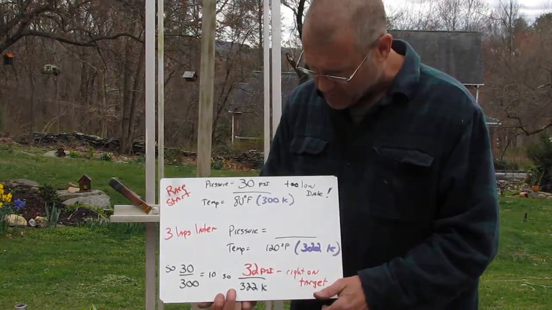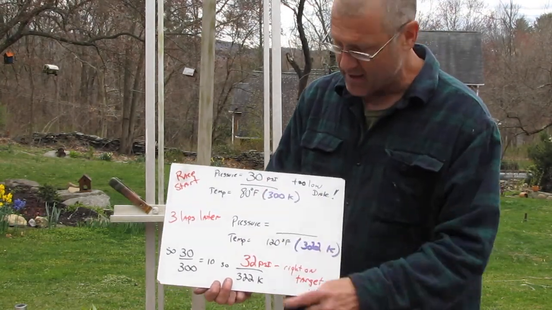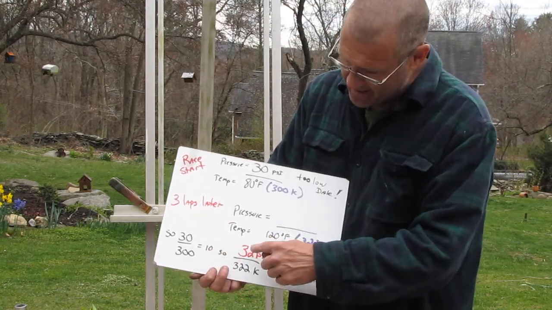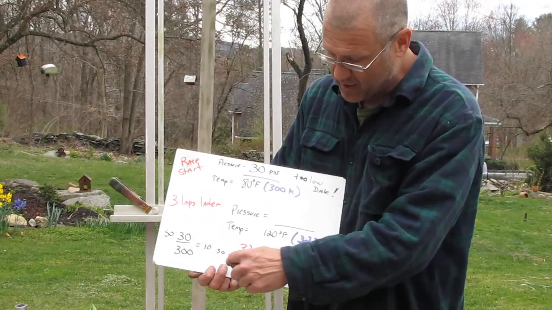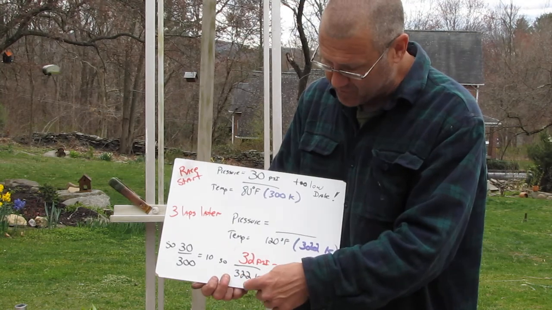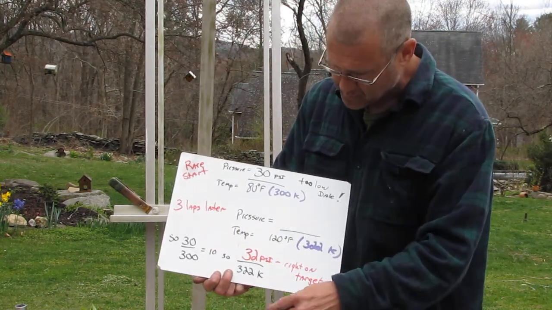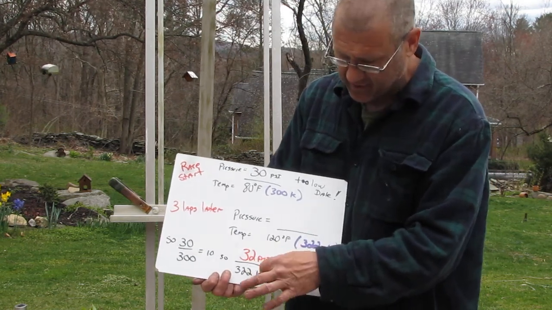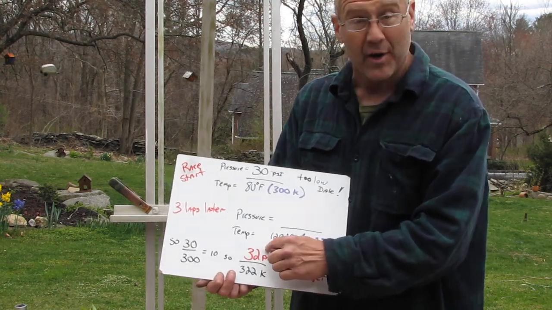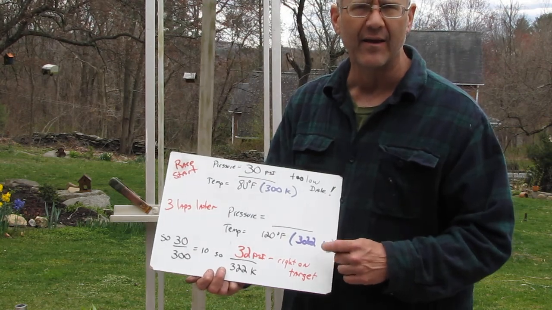So notice when I do the math here, I have 30 PSI and 300 Kelvin. That's what we started at, P1 and T1. Then we went up with the temperature to 322 Kelvin. He went a few laps, his tires got really hot. So what happened? One goes up, the other goes up. 30 divided by 300 is 0.1. So this math has to also be 0.1. And so if you notice here, after 3 laps, the tire pressure went up to 32 PSI, right on target. Go Dale.